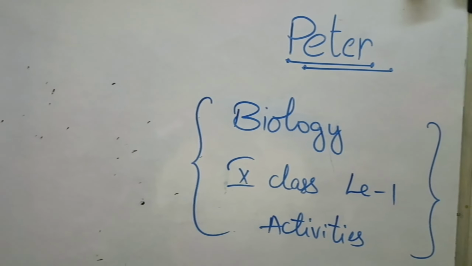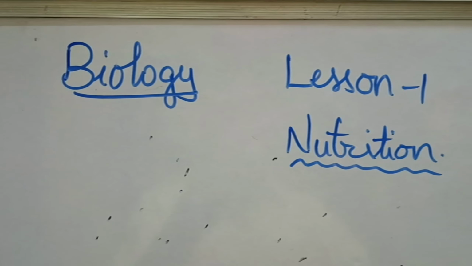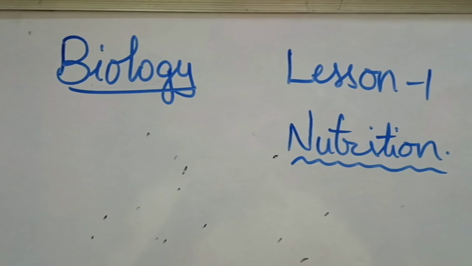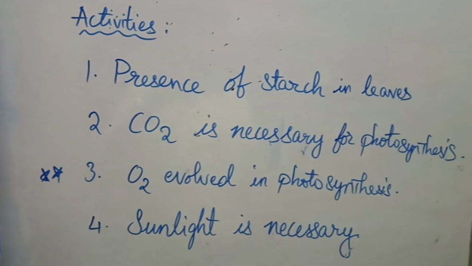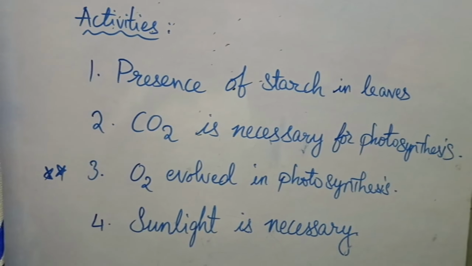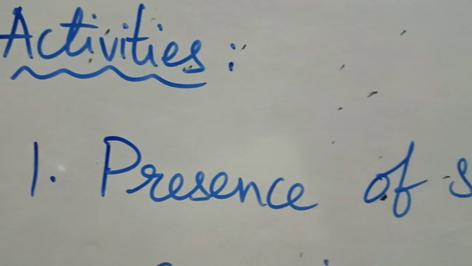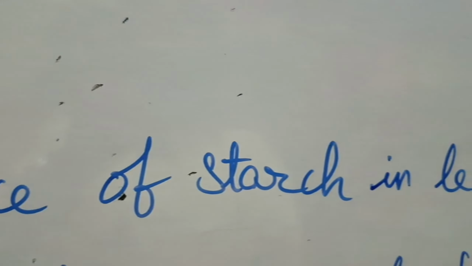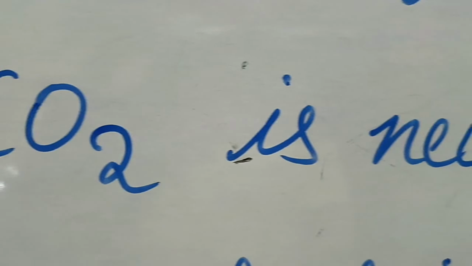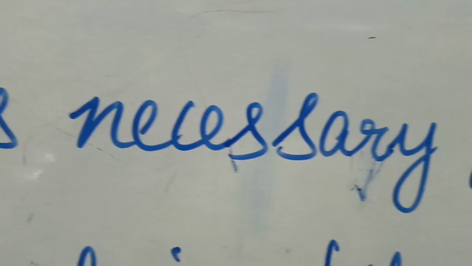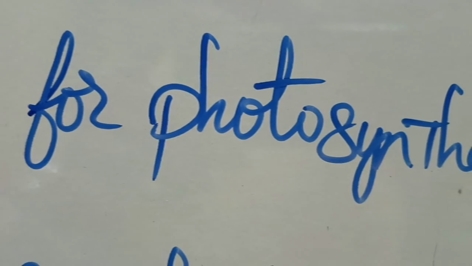This is Peter. I am back with part 2 of biology lesson 1, nutrition. In the previous class we discussed the four activities. In those four activities, I detailed the first two. The first one is the presence of starch in the leaves, and the second experiment is that CO2, carbon dioxide, is necessary for photosynthesis. These are the two experiments which we discussed in our earlier video.